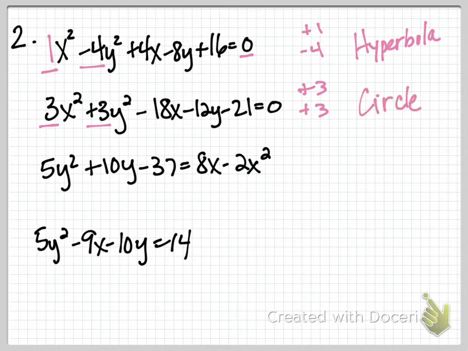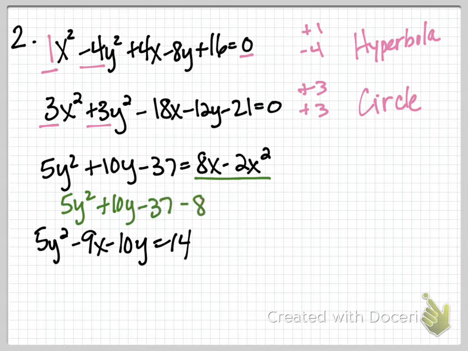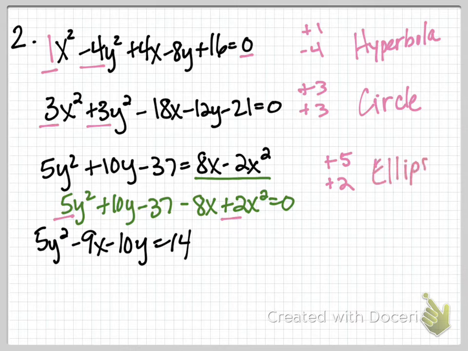All right, now if you look at this next example, you'll notice that we have stuff that's on the other side of the equal sign, so we have to move it over. So I'm going to rewrite this as 5y squared plus 10y minus 37 minus 8x plus 2x squared equals 0. Now again, look at the number in front of the x squared and in front of the y squared. So we have a positive 5 and a positive 2. They have the same sign, but they're different numbers. That gives you the equation of an ellipse.